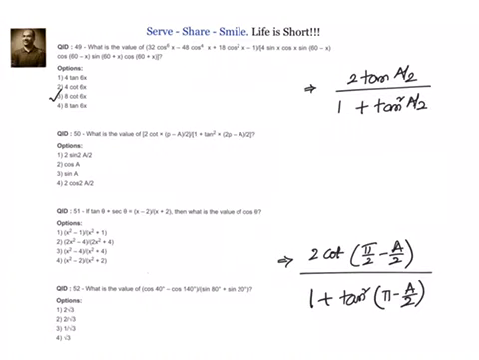Now 1 + tan^2 θ is equal to sec^2 θ. So can I write 2 tan(a/2) divided by sec^2(a/2).